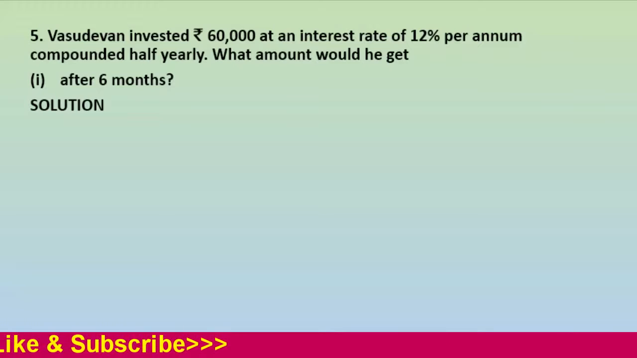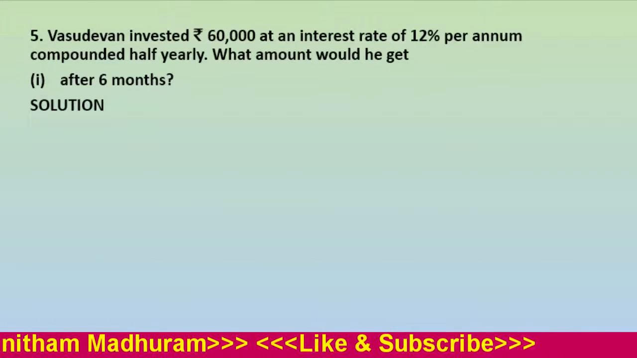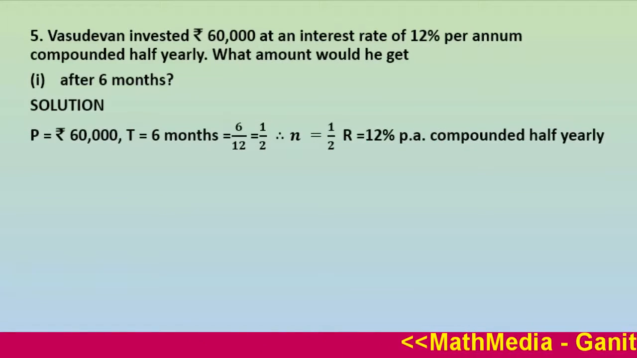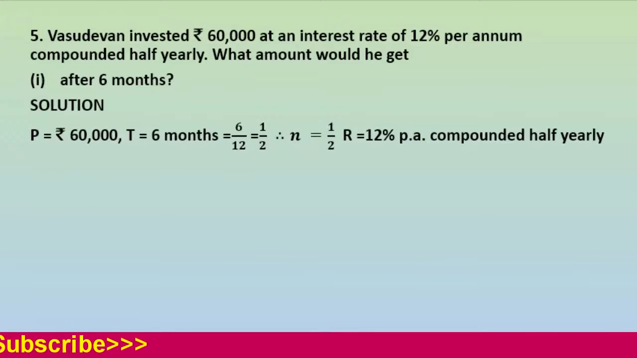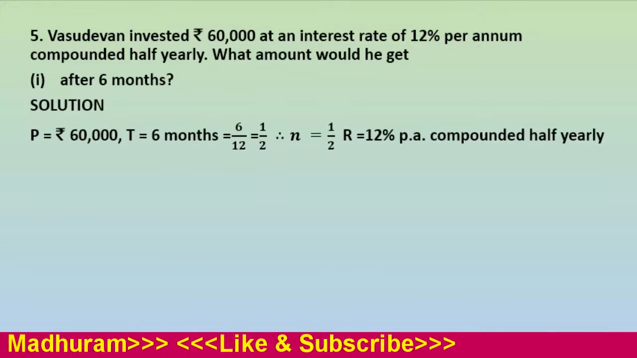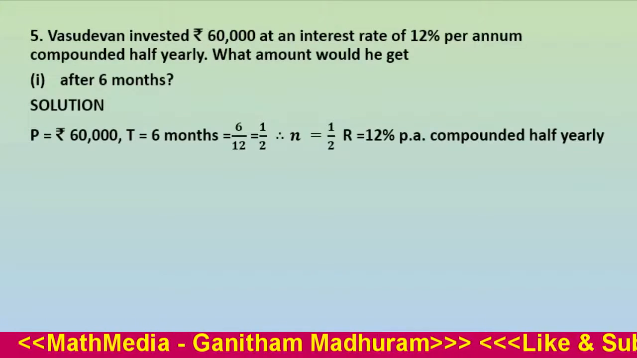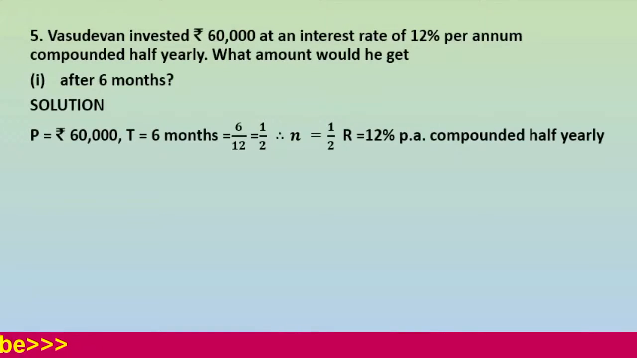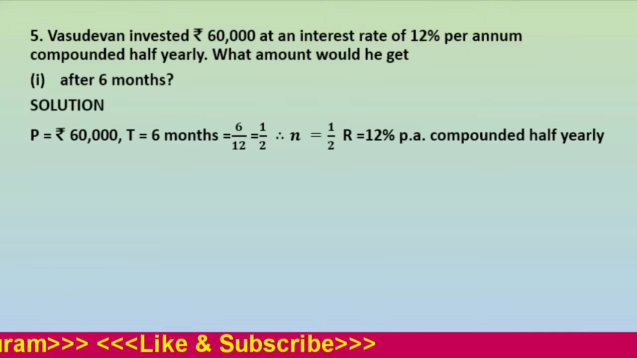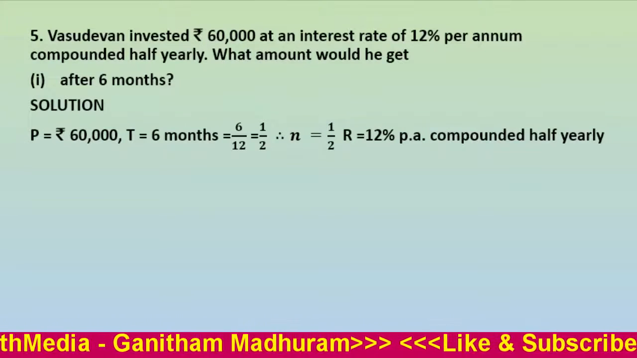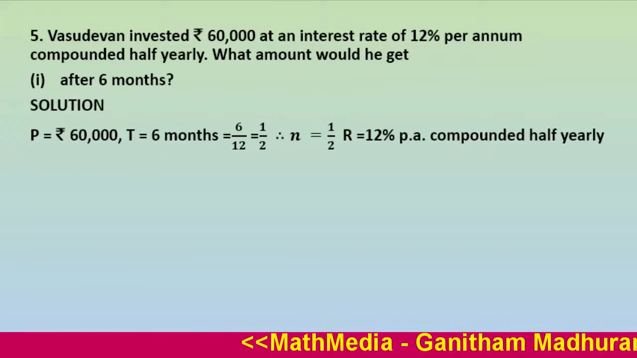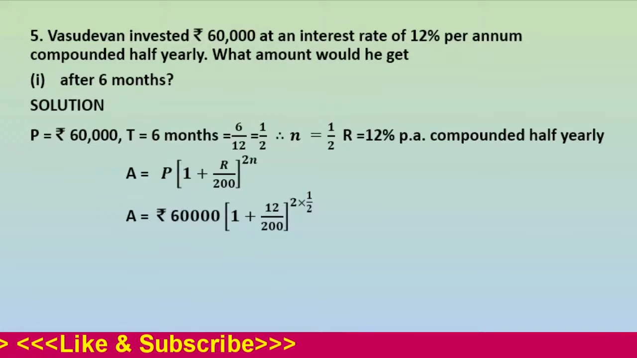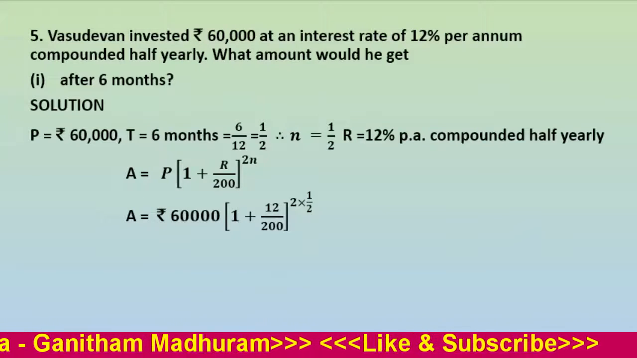The interest rate is calculated half yearly. So what is given in the question, we can write: principal equal to rupees 60,000, T equal to 6 months, that means 6 upon 12 years equal to 1 by 2. That means N equal to 1 by 2, R equal to 12% per annum, compounded half yearly. So do you remember the formula of compound amount? Yes, A equal to P into 1 plus R upon 200 raised to 2n.